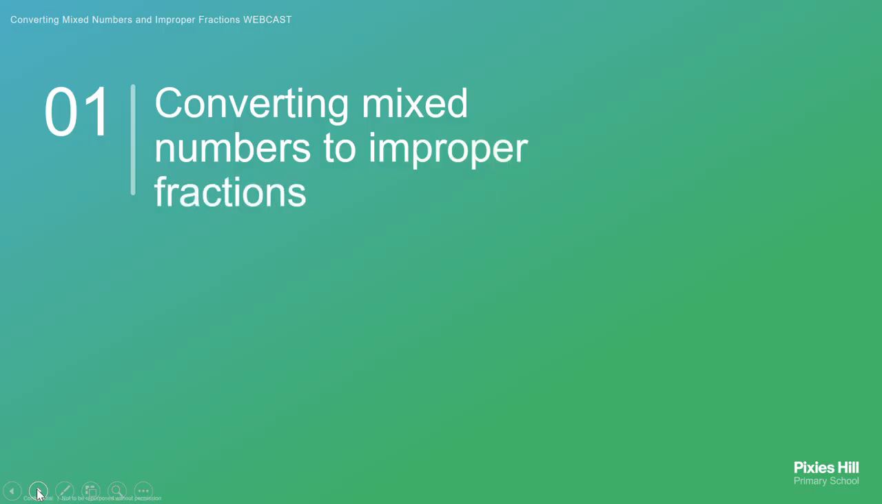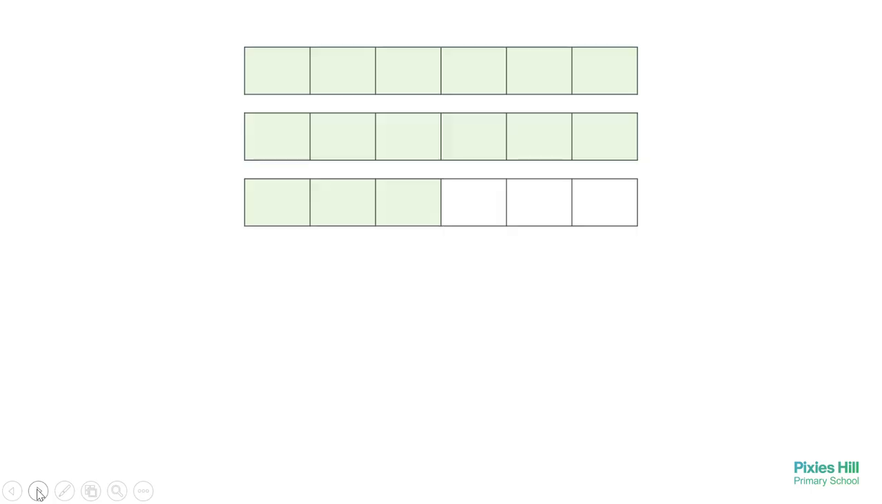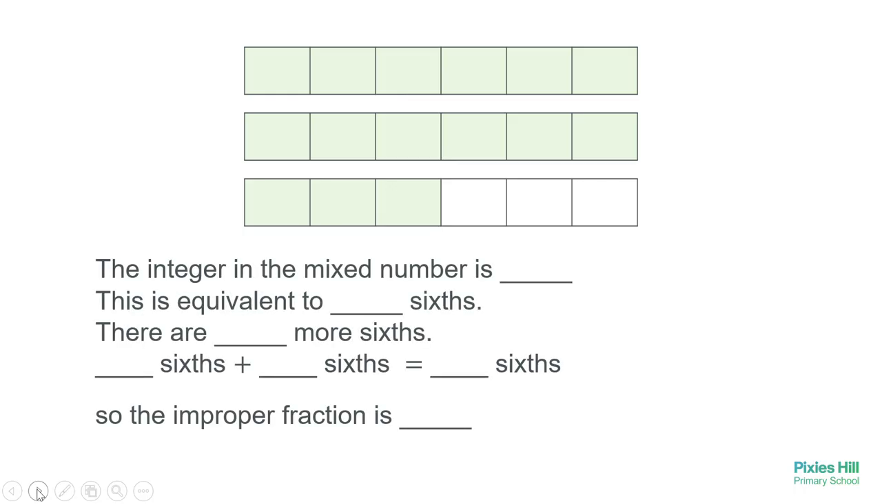So first let's look at converting mixed numbers to improper fractions. At first, children will explore this concept largely through the use of pictorial representations and concrete models, such as interlocking cubes. In this bar model, we can see that the integer or whole number is 2. And here, 2 wholes are equivalent to 12/6. There are also 3 more sixths. 12/6 plus 3/6 equals 15/6. So the improper fraction would be 15/6.